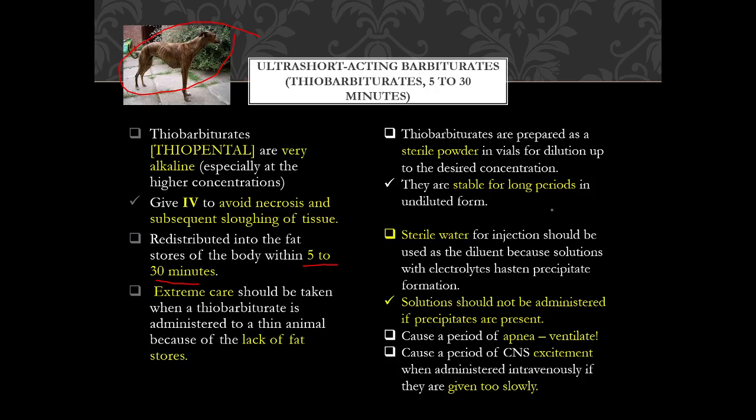They can be stable for long periods in their undiluted form, but they're usually provided as a sterile powder that we then mix with sterile water as the diluent. We don't want to give it if there are any precipitates present, so we need to make sure it is fully dissolved in solution. We do need to ventilate these patients because it can cause severe respiratory depression. We may have CNS excitement, stage 2, if we give it too slowly.